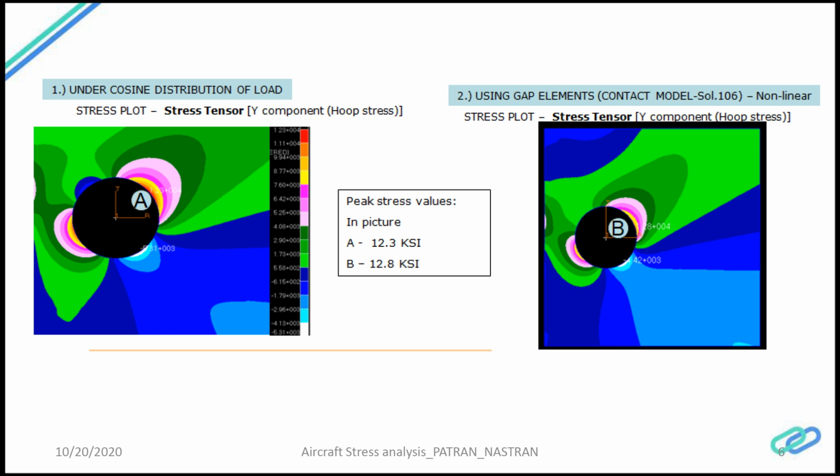You can see the stress contour plots, one for the case with the cosine distribution of the load around the hole, another one with the gap elements. You can see the variation in the picture. The one with the cosine loading gives a peak stress of 12.3 ksi. Ksi is 10 to the power 3 psi, pounds per square inch, and the gap elements give 12.8 ksi. There is only 0.5 difference, so they are really close. Since I used the gap elements, it's a nonlinear run, with nonlinear gap elements.